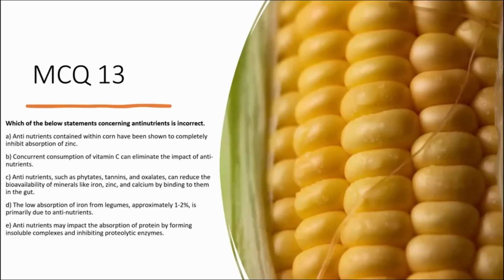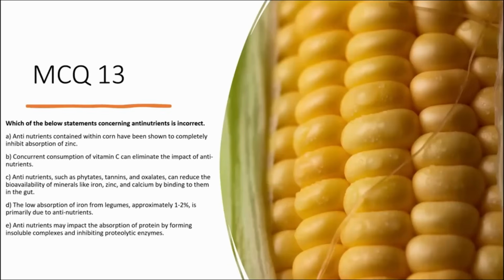Concurrent consumption of vitamin C can eliminate the impact of anti-nutrients. Anti-nutrients such as phytates, tannins, and oxalates can reduce the bioavailability of minerals like iron, zinc, and calcium by binding to them in the gut. The low absorption of iron from legumes, approximately 1 to 2%, is primarily due to anti-nutrients. Anti-nutrients may impact the absorption of protein by forming insoluble complexes and inhibiting proteolytic enzymes.